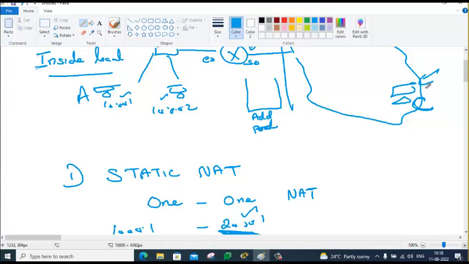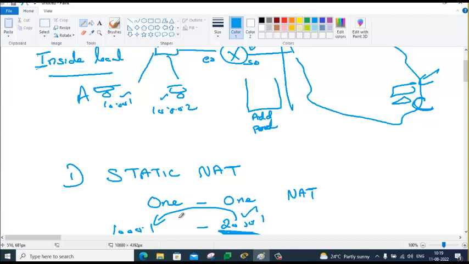20.0.0.1. The 10 is already removed, NATed, mapped. So C only knows 20.0.0.1. So if C wants to talk to A, it will put the address 20.0.0.1 and send the traffic. And anything that comes to 20.0.0.1, the router will forward to 10.0.0.1 by changing the destination IP address. You understand? Here, the destination IP address is changed.